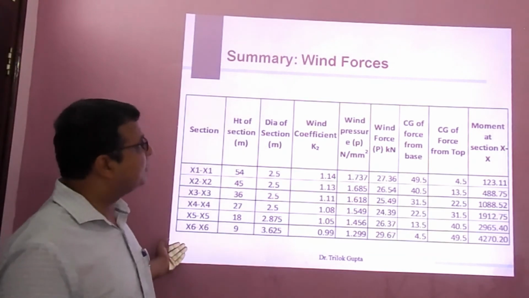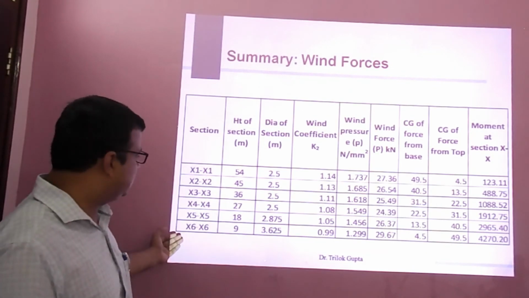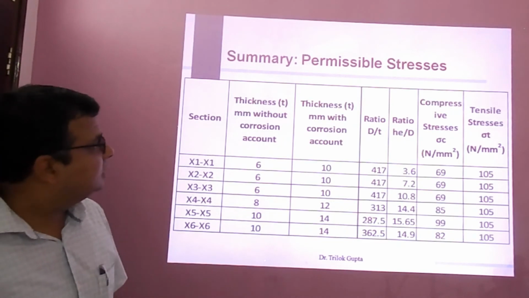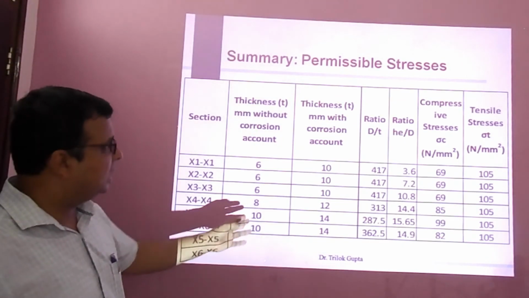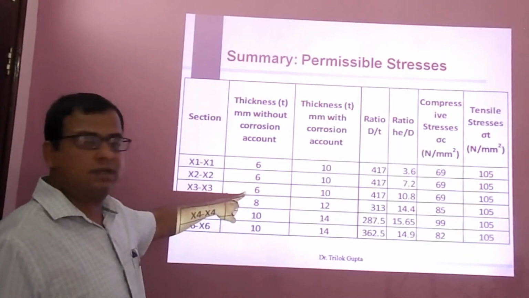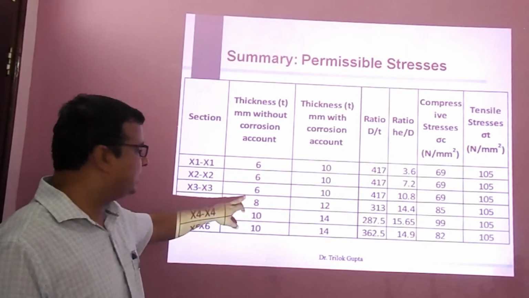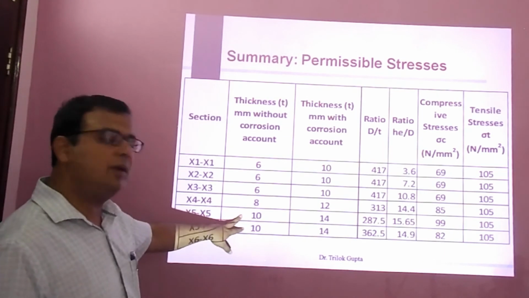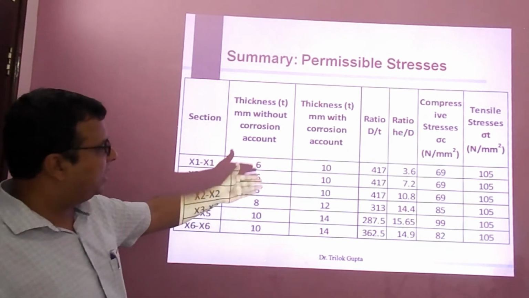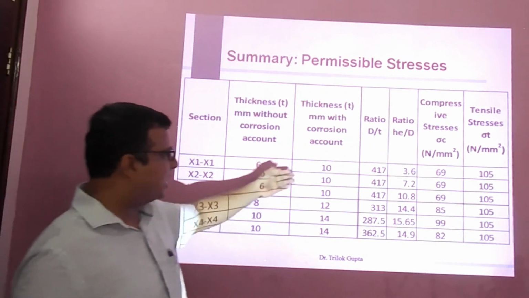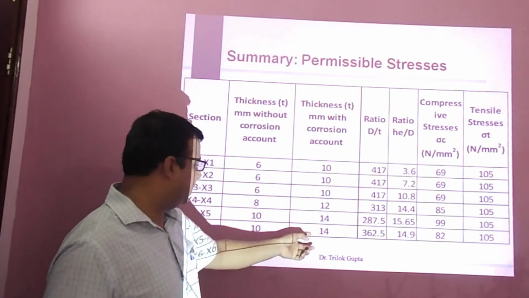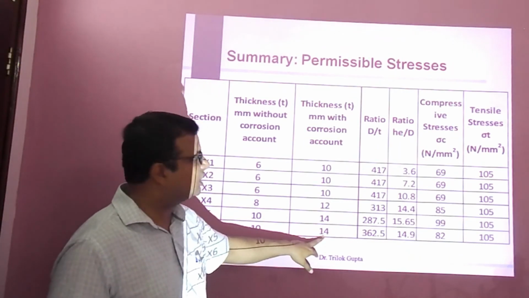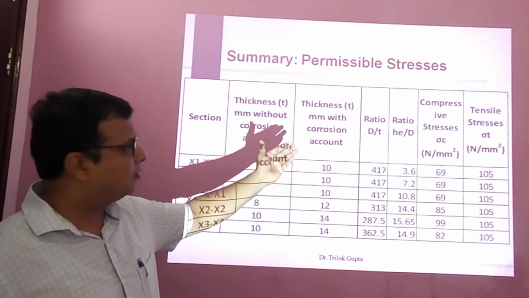So now this is a summary of all the forces, this is a summary of wind forces, and this is a summary of permissible stresses. We have taken 6 mm thickness for the first 3 elements from the top, 8 mm for the fourth element, and 10 mm for the last 2 elements. For corrosion allowance we have added 4 mm thickness for each. So we will provide a gross thickness of 14 mm at the bottom.